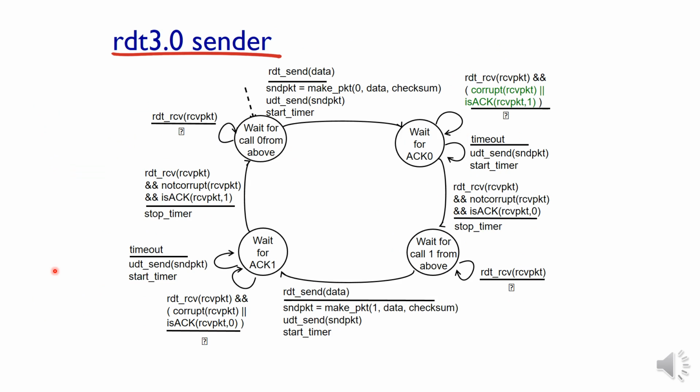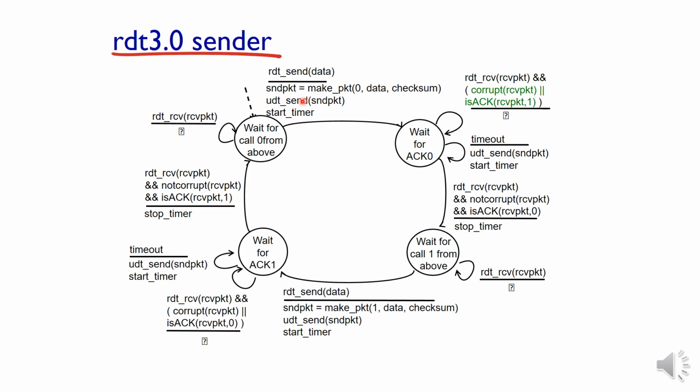This is the full explanation of RDT 3.0 with FSM. Here we have four different states: wait for call 0 from above, wait for call 1 from above, and similarly, wait for acknowledgement 0 and wait for acknowledgement 1. Let us consider the first positive scenario first, that is through this circular path. The system is waiting for the call from the above layer. Then it will invoke the RDT send method. Then it will make the packet with 0.